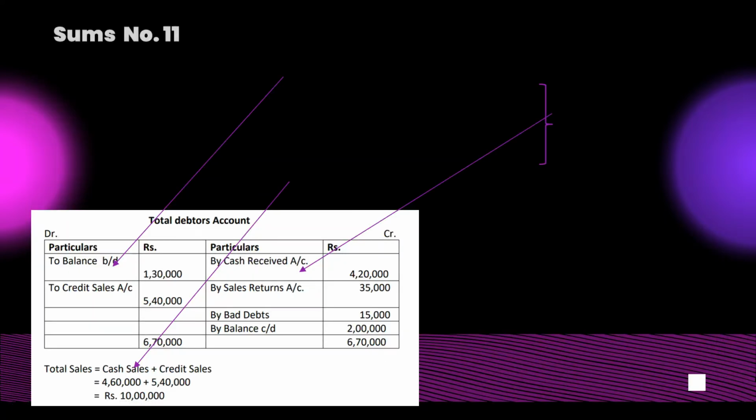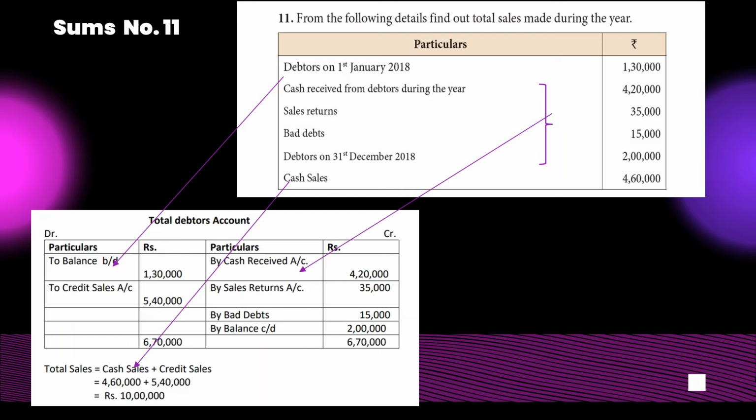And now next is sum number 11. In this sum also, when you read the sum, here they have asked us to find the total sales. We should find the credit sales by preparing the total debtors account, and in the question they will give another information, cash sales.